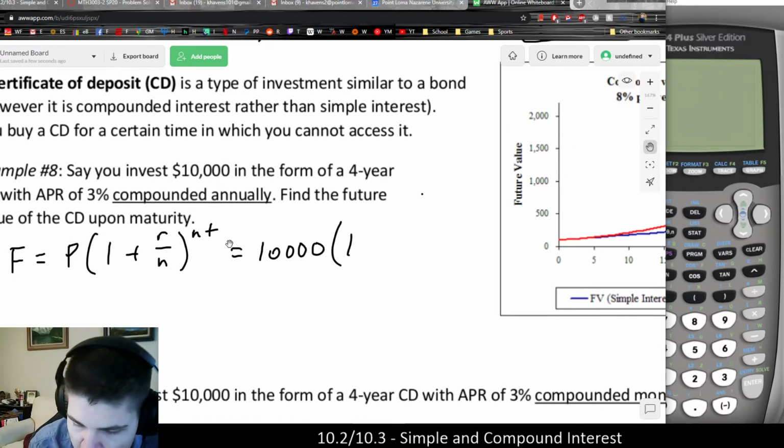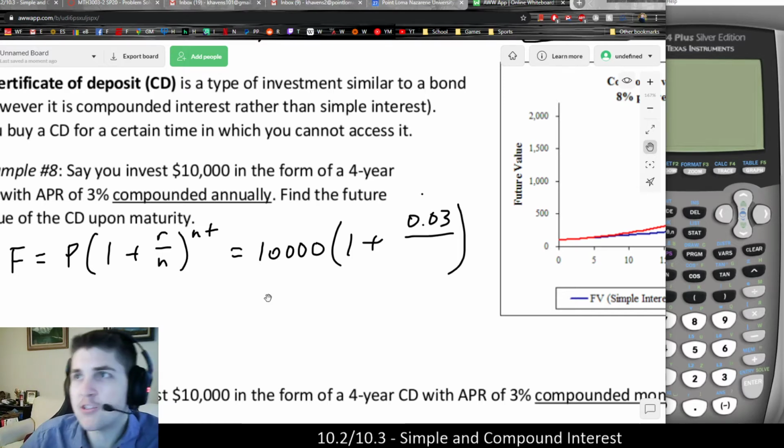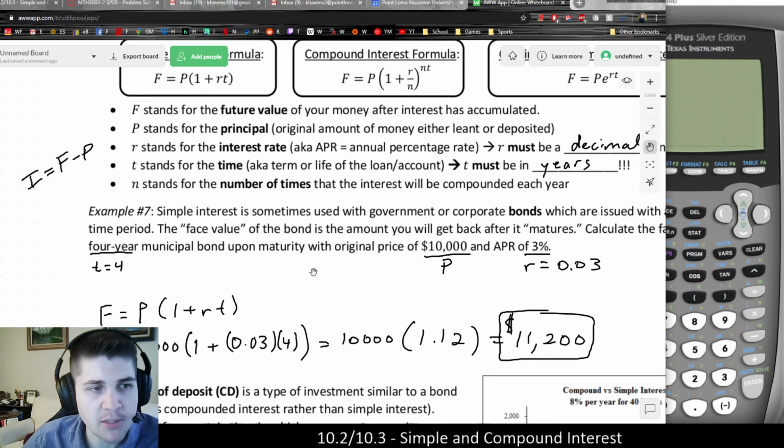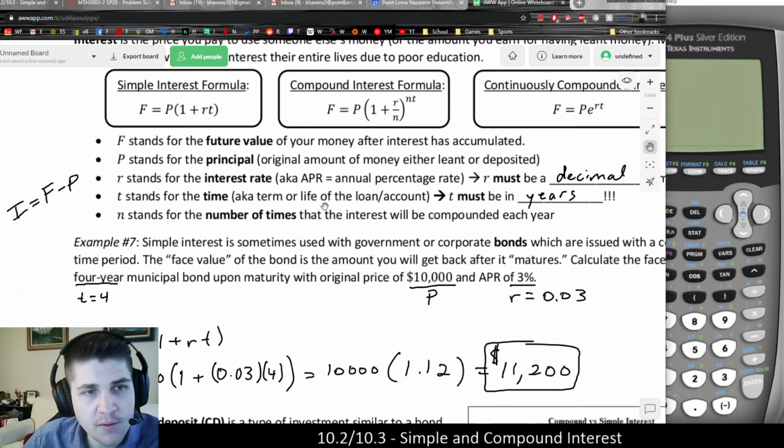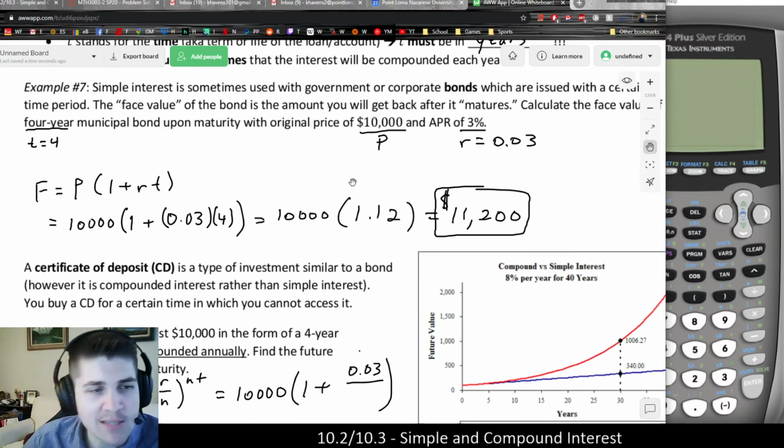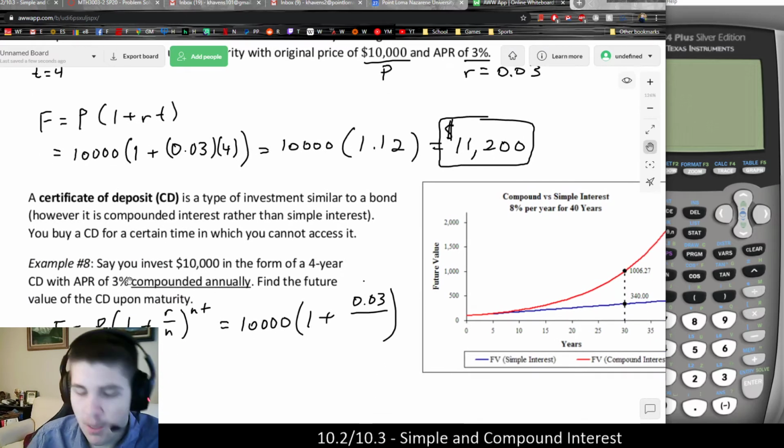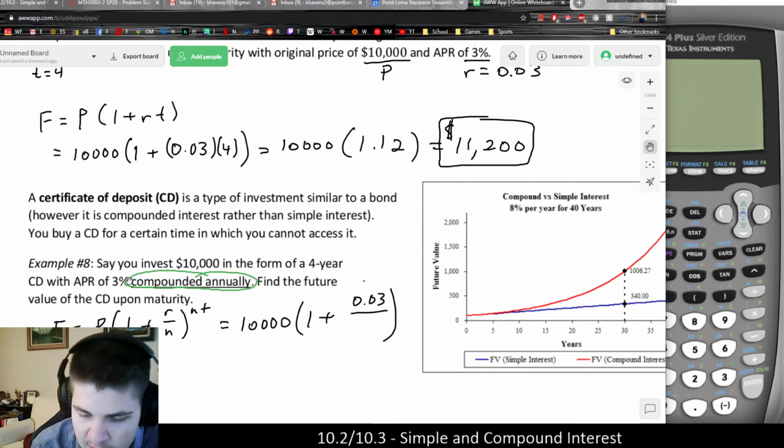But I'm going to take 1 plus the interest rate, which still must be plugged in as a decimal, 0.03. That's all divided by n. And just to review what n means, because I haven't talked too much about that, n stands for the number of times that it will be compounded each year, which just means how many times we are applying that percentage in a year. This is something you'll need to know because it will depend, but it says compounded annually, which just means once per year.